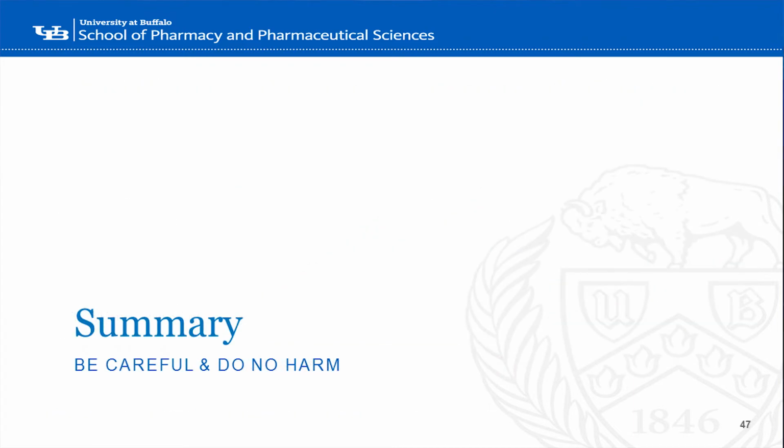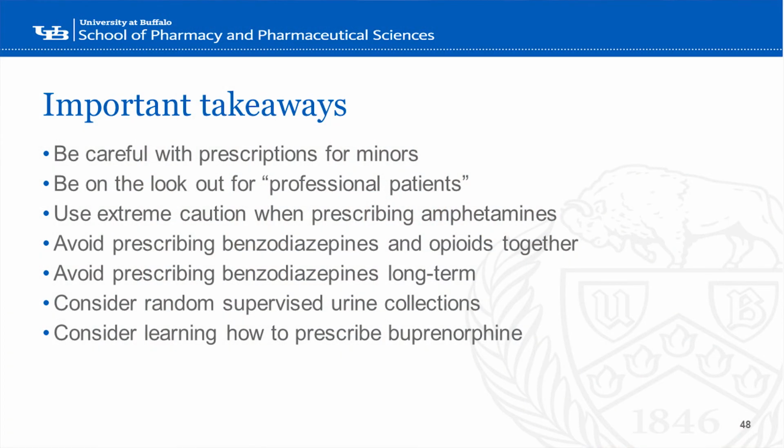In summary, be careful with writing these prescriptions. These are potent medications that potentially have devastating consequences to the patient. Do no harm. Here are some important takeaways. Be careful with prescriptions for minors. Be on the lookout for professional patients who are looking to get drugs to divert to the illicit market. Use extreme caution when prescribing amphetamines to these patients. Avoid prescribing benzodiazepines and opioids together. Avoid prescribing benzodiazepines long-term. Consider random supervised urine collections for accurate sampling. And consider learning about how to prescribe buprenorphine and getting your, quote, X number from the DEA.